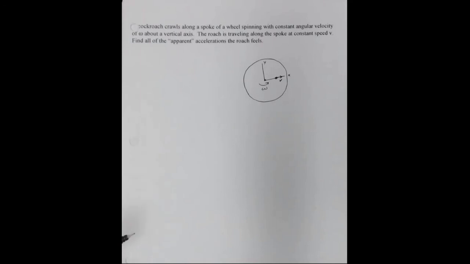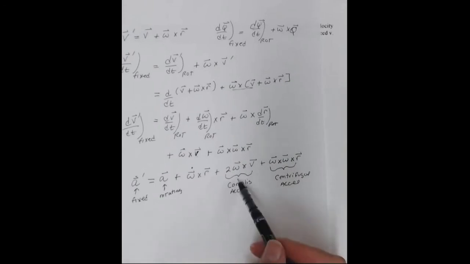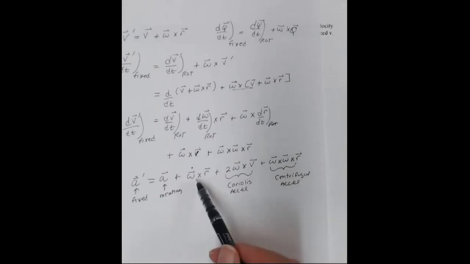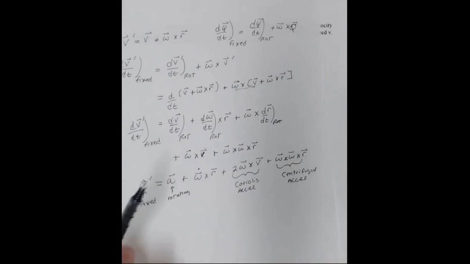So, of course, in the bug's reference frame, he doesn't feel any acceleration because he's going at a constant velocity along the x-axis. So we're looking for the Coriolis acceleration and the centrifugal acceleration. There's no acceleration due to the omega-dot term because omega is constant.